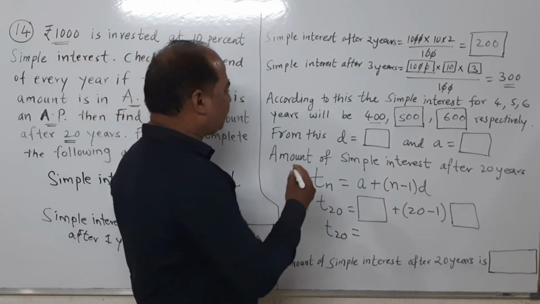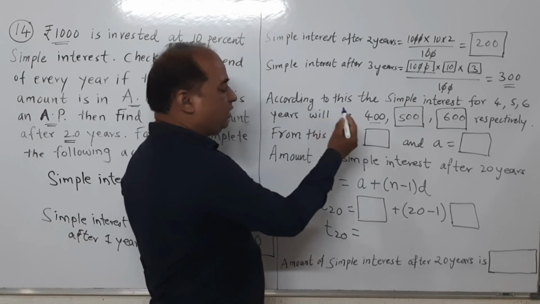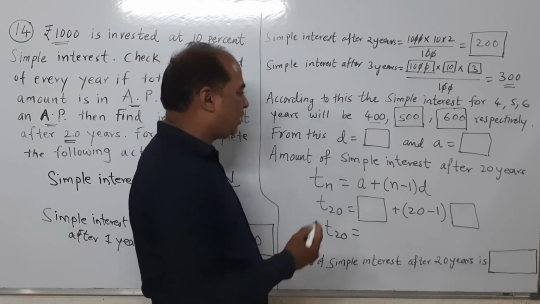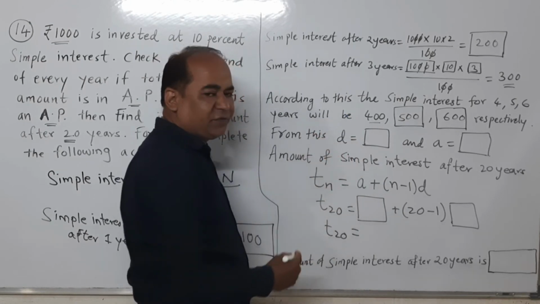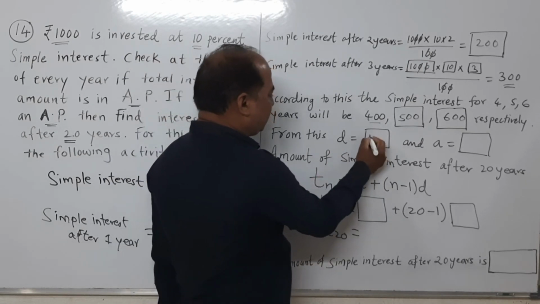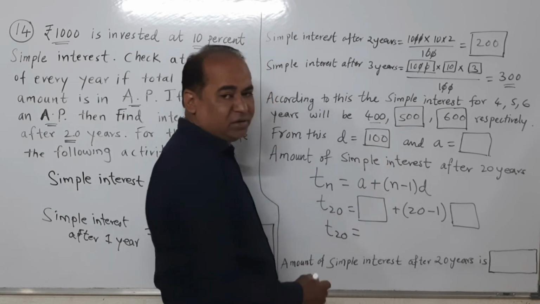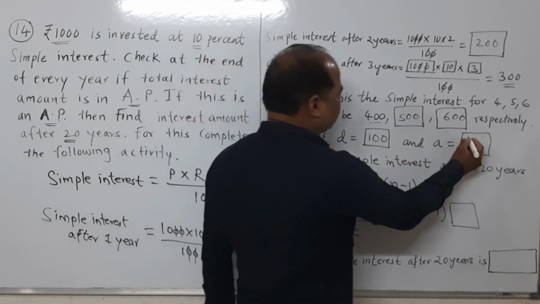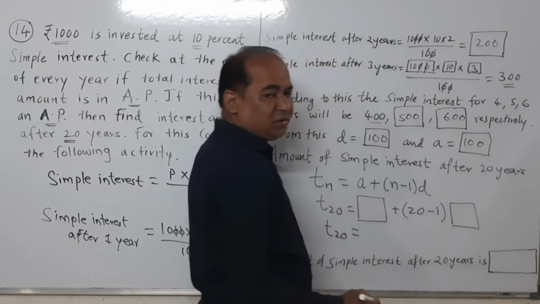Now the arithmetic progression will be 100, 200, 300, 400 and so on. So the common difference is T2 minus T1, that is 200 minus 100, so D is 100, and the first term is also 100 of the AP.